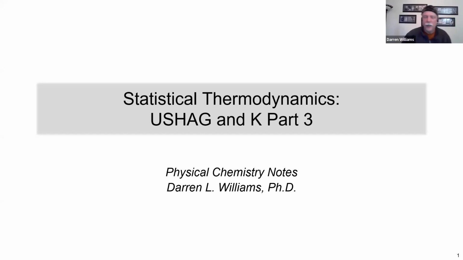This is part 3 of the USHAG and K analysis. We've done USHAG and K, calculated all of those various energy terms, the entropy term, and the equilibrium constant, which we looked at last time. So let's talk about equilibrium and how the Boltzmann distribution of quantized states gives us the equilibrium constant, and which side of the reaction is weighted by the Boltzmann distribution. So let's look at that.